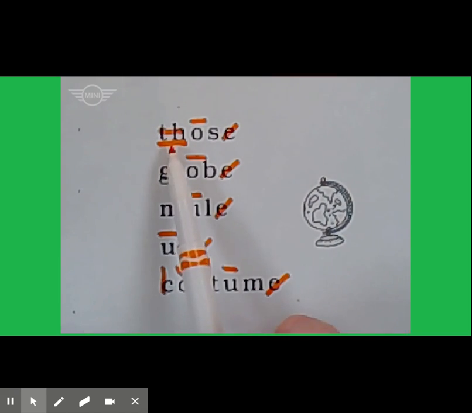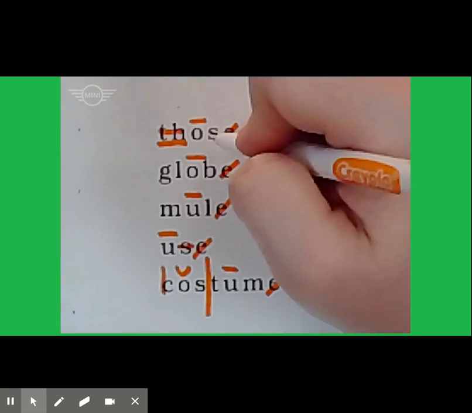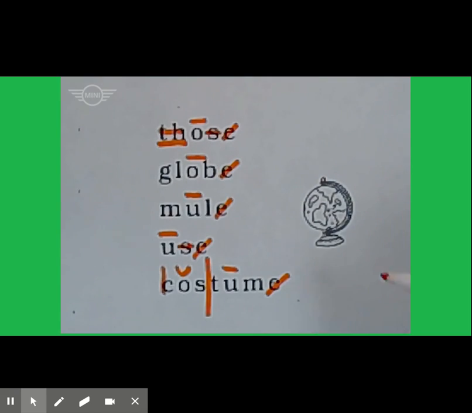Okay, help me read them. Th, O, Z. Oh, I should have coded this one too. Z, the O's, those. Globe. That's what this is right here. It's a picture of the earth that spins around. Mule. A mule is an animal. It's like a donkey and a horse put together. Use. Cost. Costume.